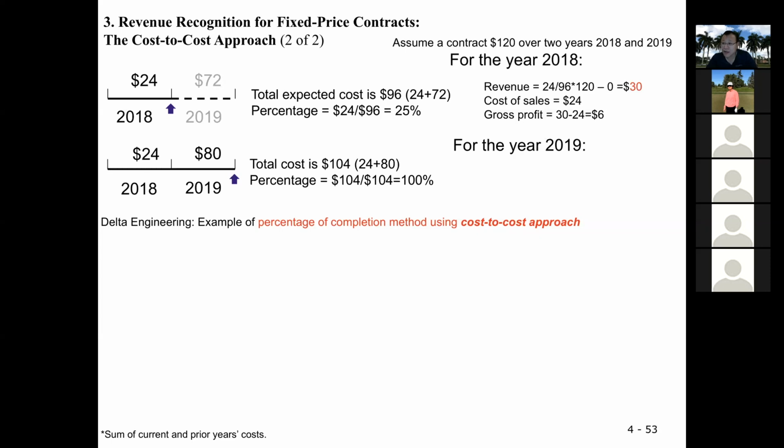How much revenue should you recognize? Up to this point, you should recognize 100% of revenue. So 100% times 120. But you have recognized the 30 in 2018. So the difference is what you should recognize in 2019. So that's 90. The actual cost is 80. So your gross profit is 10. Okay, any questions?